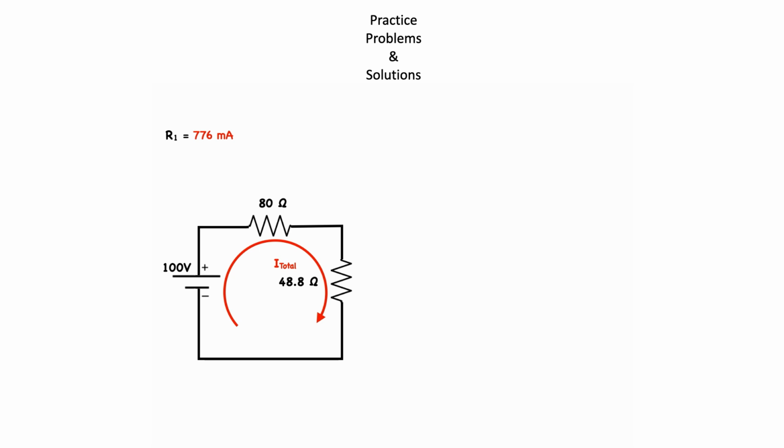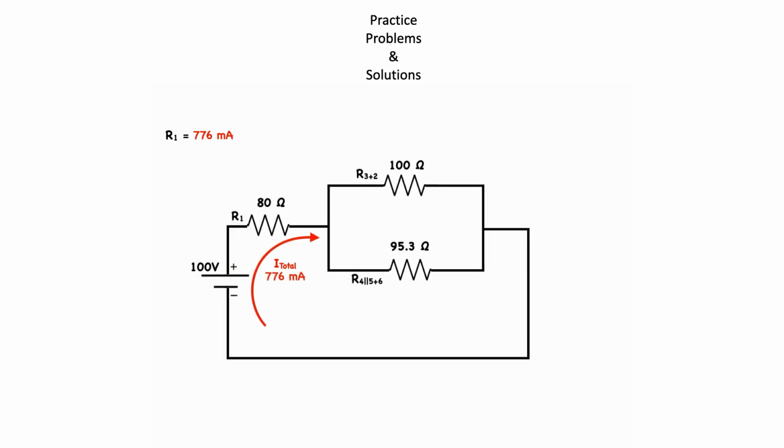In order to find the current through the other resistors, all we have to do is work backwards like this. Remember that the other resistor was made up of two parallel resistors. The total current emanating from the source will split between these two parallel paths, one of which is through the 100 ohm resistor and the other is through the 95.3 ohm resistor. Applying current division, the 100 ohm resistor will see 379 milliamps. The rest of the total current will flow through the 95.3 ohm resistor.